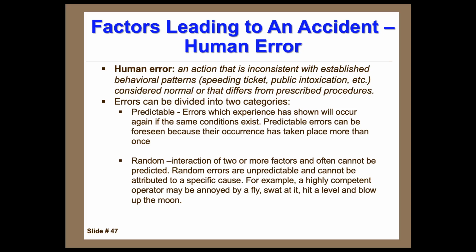Predictable errors are what? Predictable errors are those which experience has shown will occur again if the same condition exists. Predictable errors can be foreseen because their occurrence has taken place more than once. What is random error? Random error means interaction of two or more factors and often cannot be predicted. Random errors are unpredictable and cannot be attributed to a specific cause. For example, a highly competent operator may be annoyed by a fly.